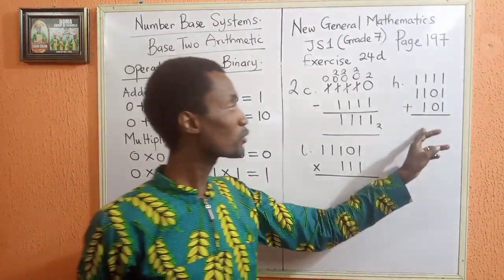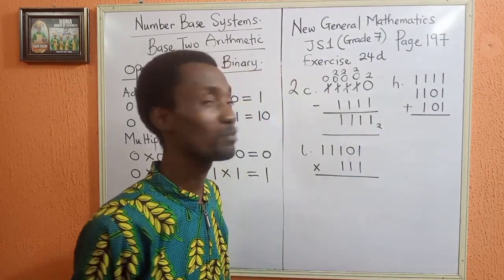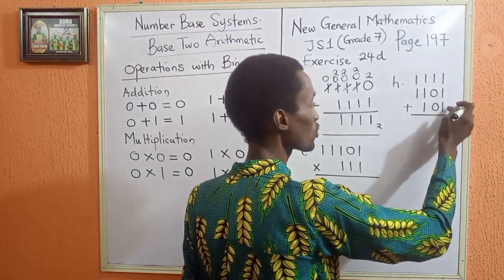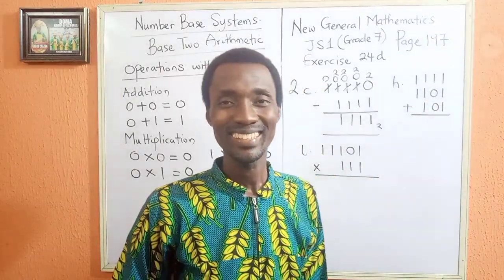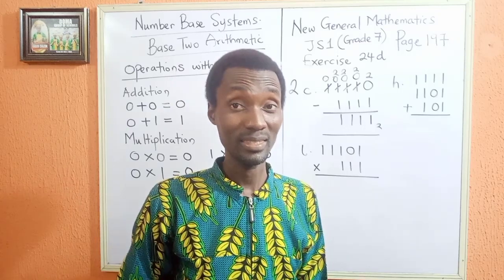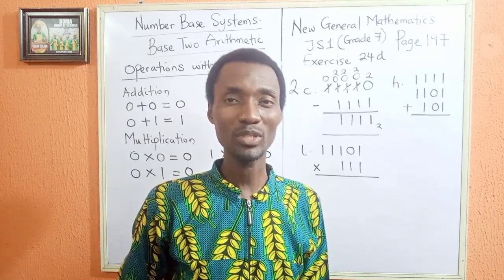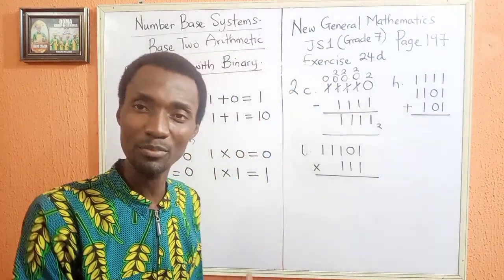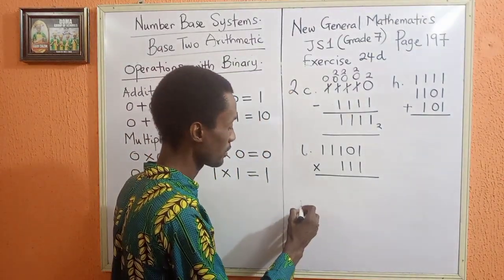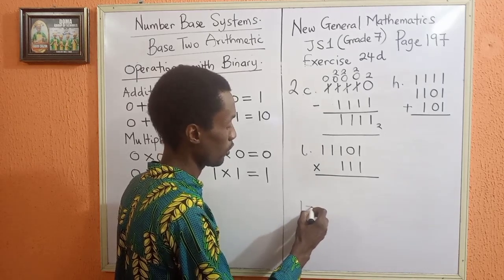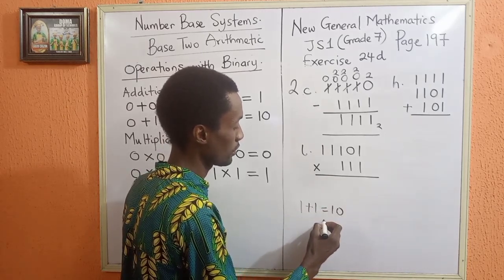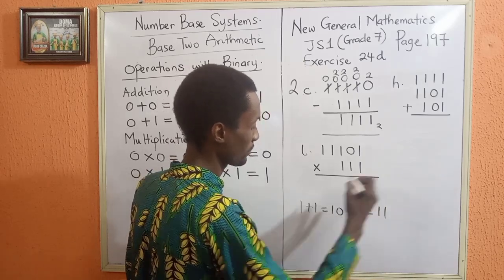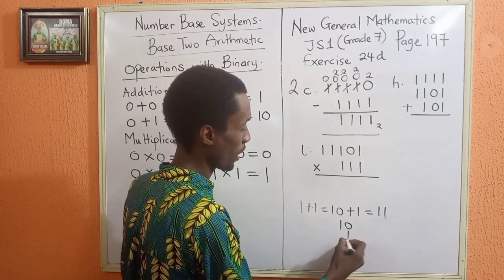Now, we come to this one. This is where I want you to be a little careful. Now, 1 plus 1 plus 1 is what? 3. Is that not? If we're dealing with base 10, it would have been 3. But in base 2, it's actually 1, 1. So look at this. This is what you need to do here, and you have to be very careful about it. 1 plus 1 is 1, 0. So plus another 1 will be what? 1, 1. That is 1, 0, 1, which will be 1, 1.